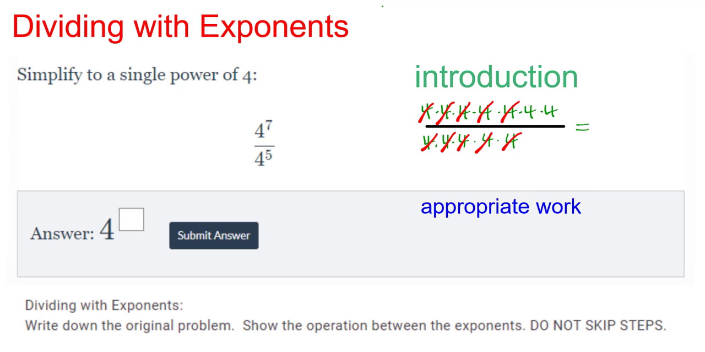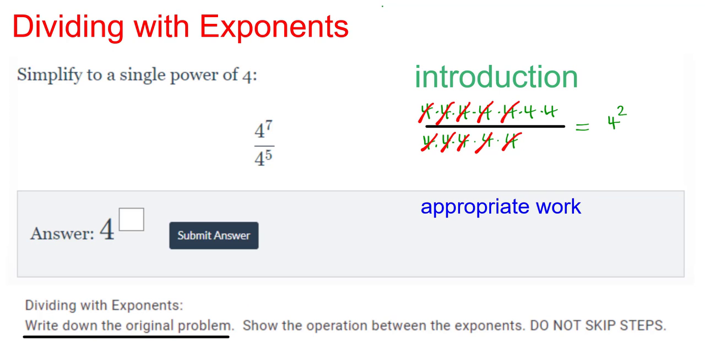So it looks like I'm left with 2 4s in the top. So 4 times 4 would simply be rewritten as 4 squared. Again, this is an introduction method. Just want to go ahead and remind you that we begin showing our work by writing down the original problem.